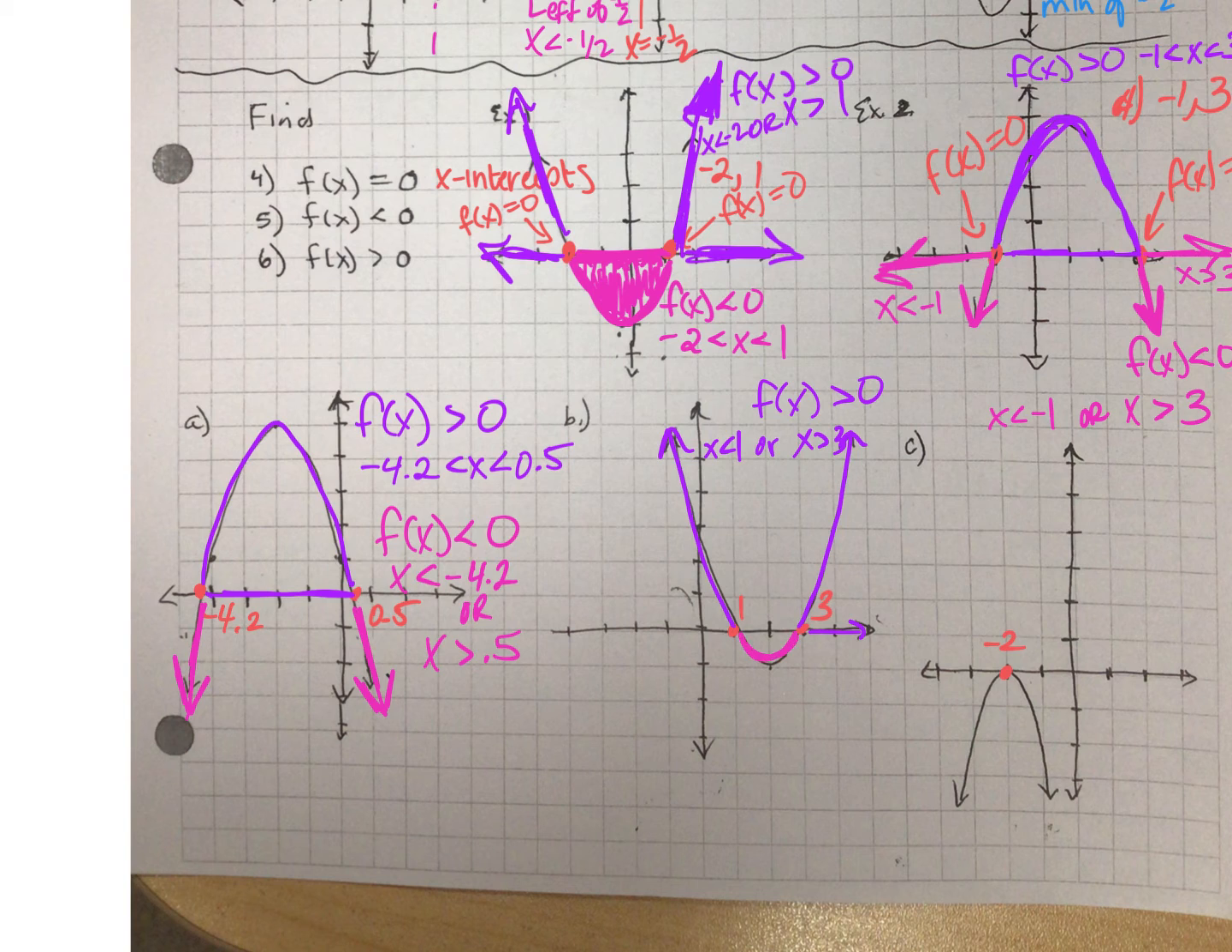Less than 0 is my loopy part here. I think it's positive still. Positive 1, less than x, less than 3. Okay. What about letter C? Where is f of x greater than 0? Nowhere. Nowhere, so no solution.